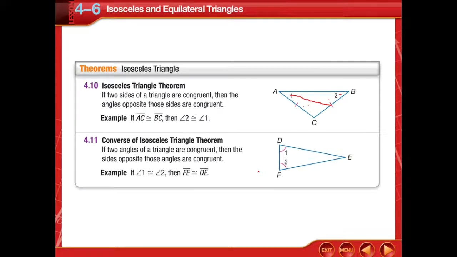So the converse of the isosceles triangle theorem states that if angles 1 and 2 are congruent, then the sides opposite them are congruent. So here is angle 2. The side opposite is DE, and the side opposite of angle 1 is FE, and therefore those sides are congruent.